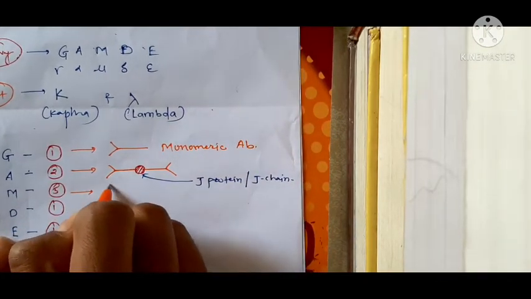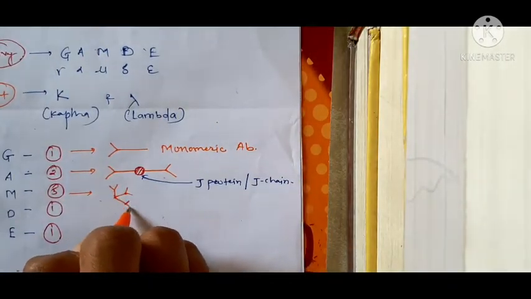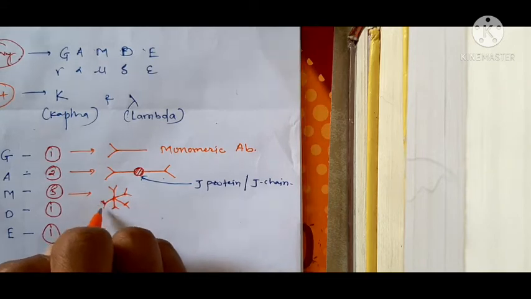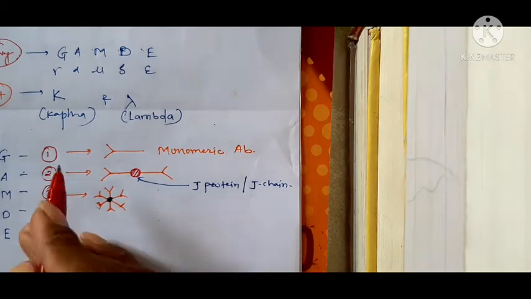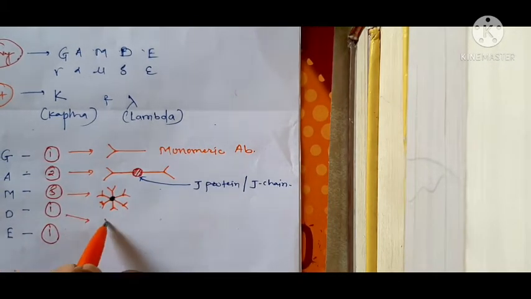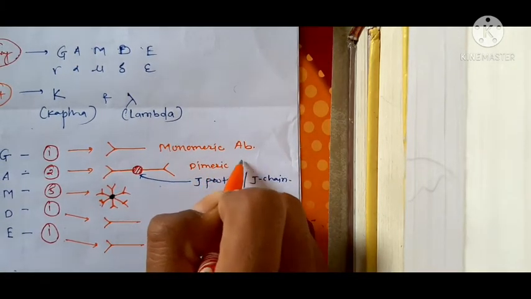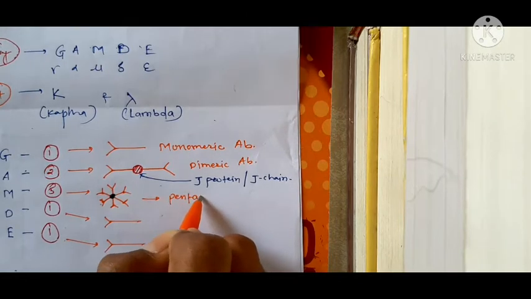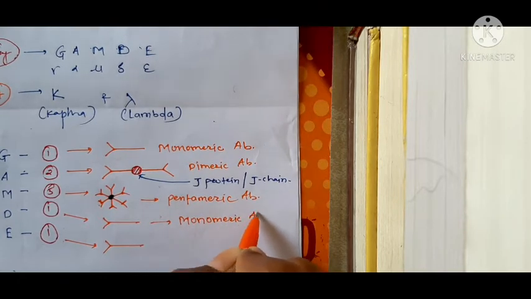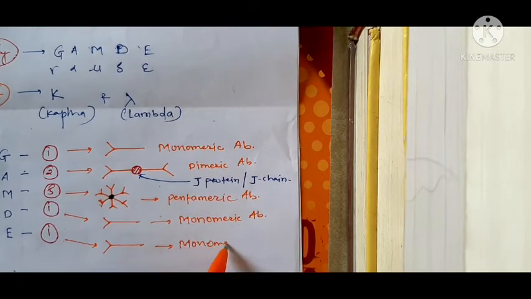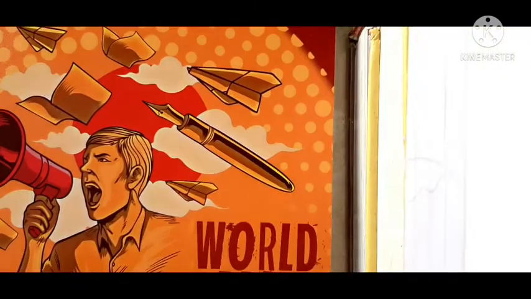In the case of immunoglobulin M, it is pentameric in structure. So 5 immunoglobulins are attached to one J chain. And D and E are monomeric antibodies. So there are 3 monomeric, 1 dimeric and 1 pentameric.